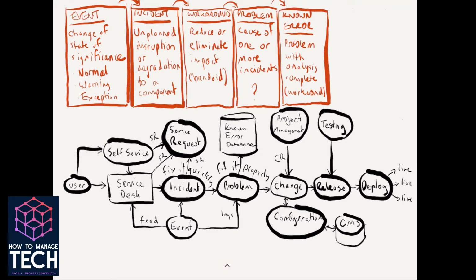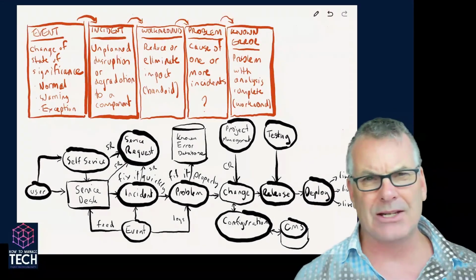There's no guarantee we're going to get to a known error status. Every time we log a problem, we're going to prioritize them, and some of them will be prioritized down and will not get the analysis done. Even those that are prioritized high and warrant the analysis may never actually get back to the known error status.